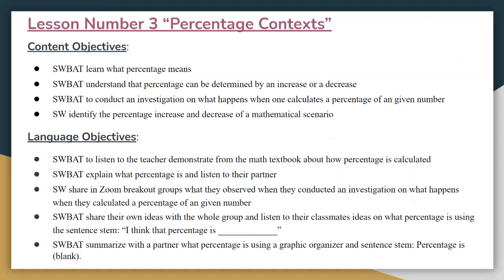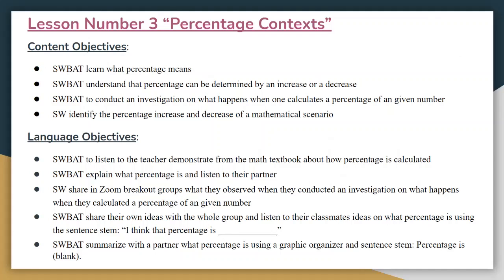Lesson 3 is called Percentage Contexts. The content objectives of Lesson 3 are: students will be able to learn what a percentage means. Students will be able to learn to understand that percentage can be determined by an increase or decrease. Students will be able to conduct an investigation on what happens when one calculates a percentage of a given number. And finally, students will identify the percentage increase and decrease of a mathematical scenario.